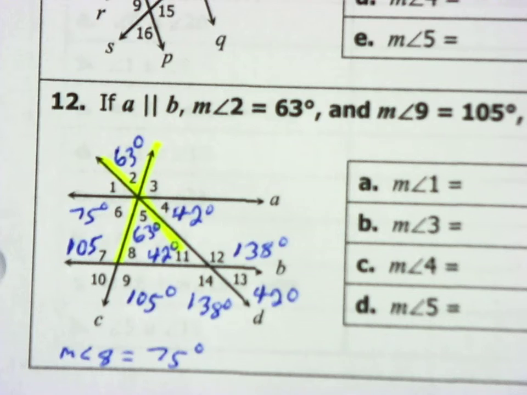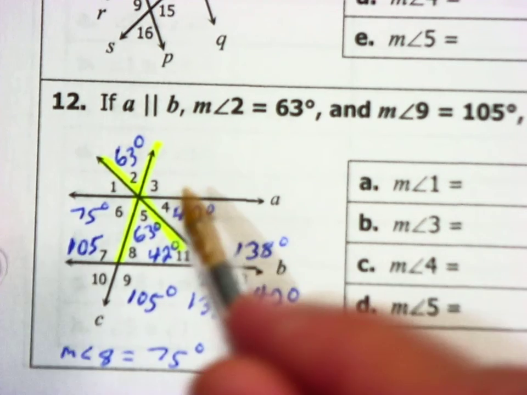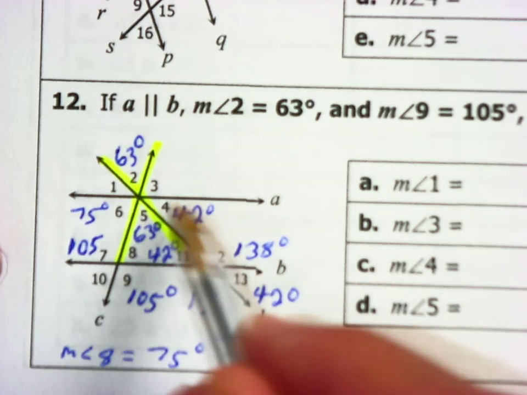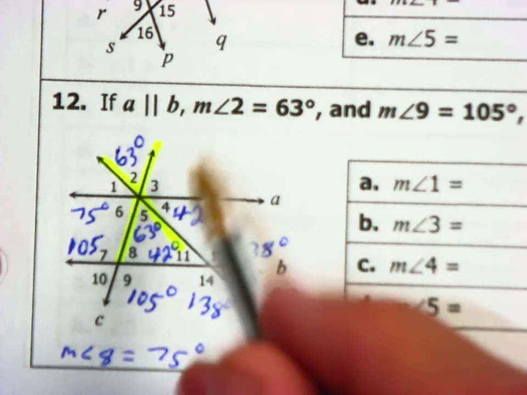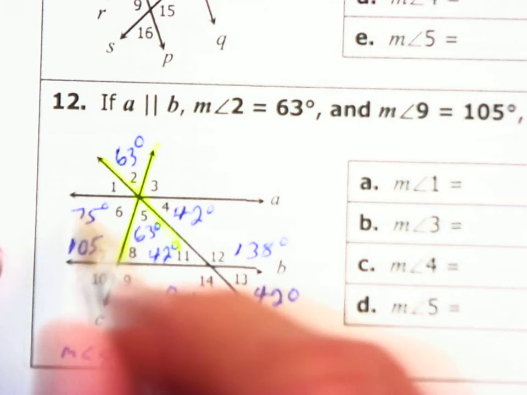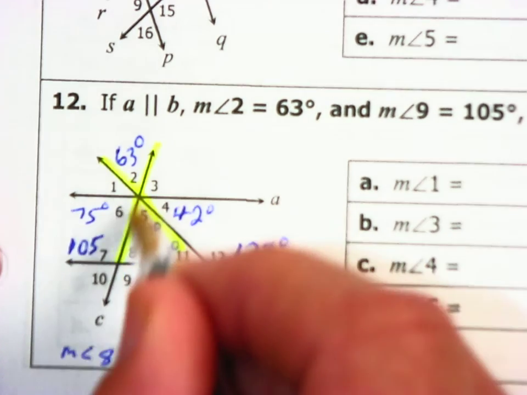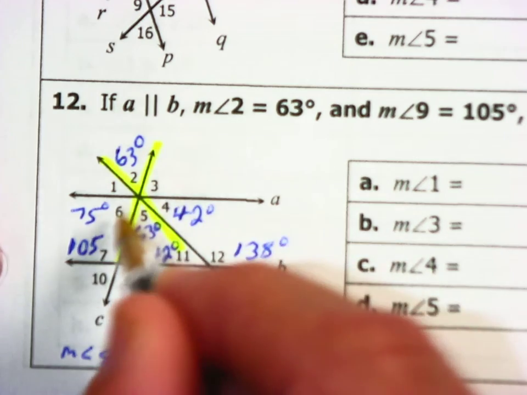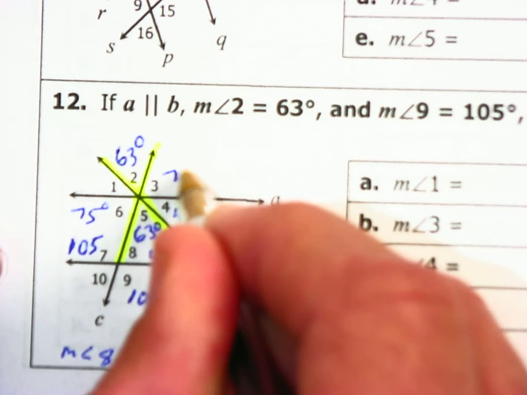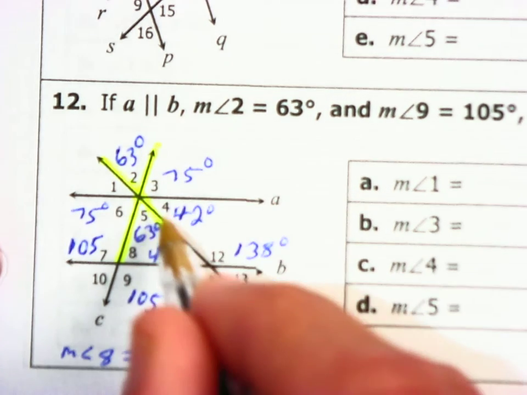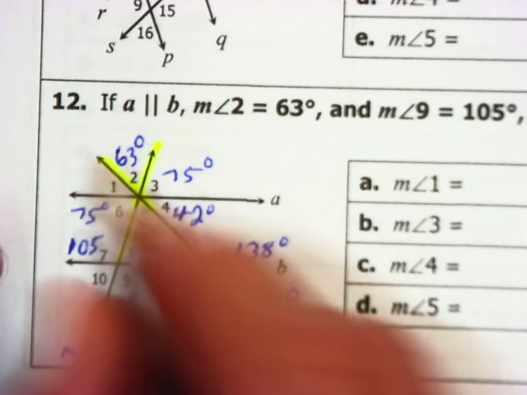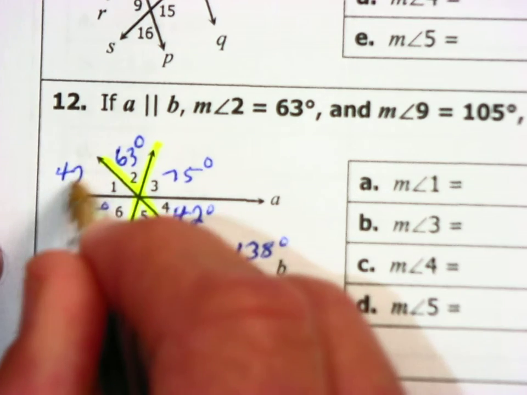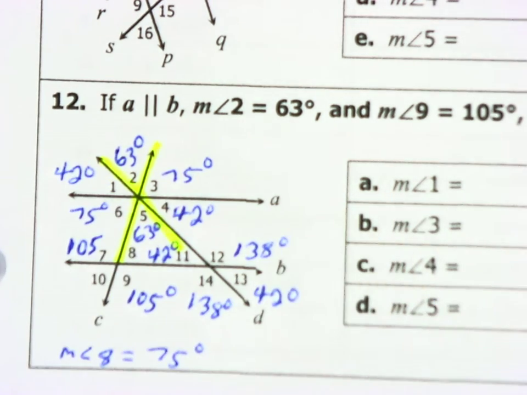All right, and then finally, angle 3 right here. Angle 3 would match up with that 75. See how it's the same two lines? It makes 3 and 6 vertical angles, so it's 75 degrees. And if angle 4 is 42, then that's vertical angles, and that's 42 degrees there. Okay, fun, all those angle relationships.